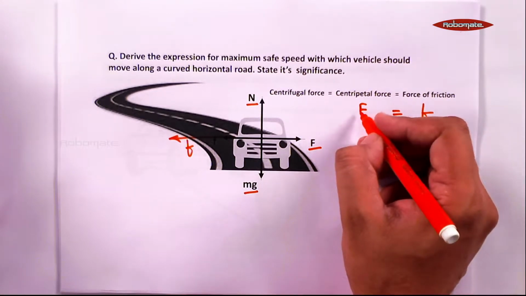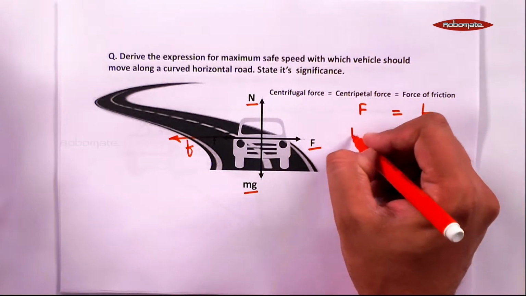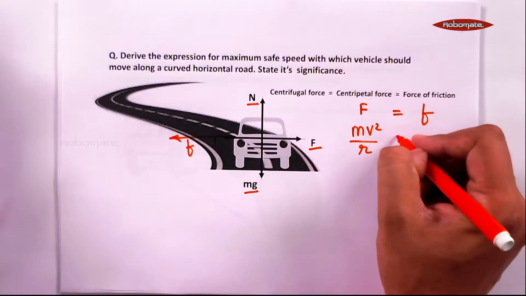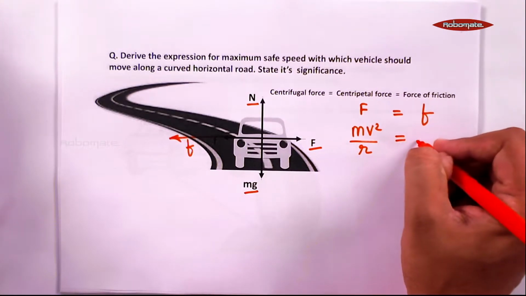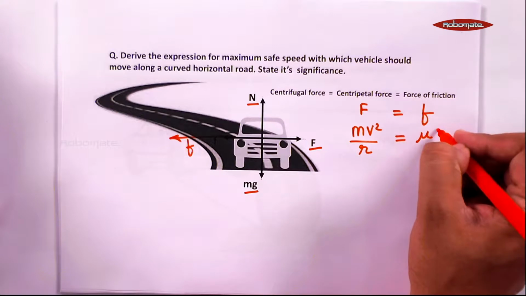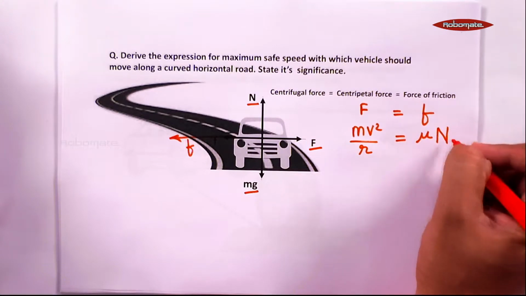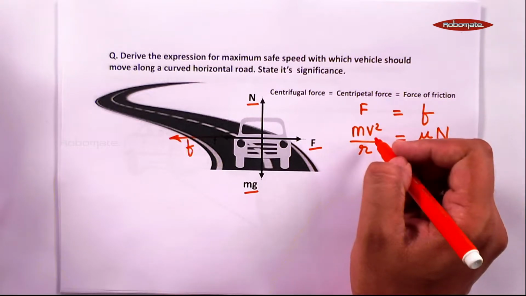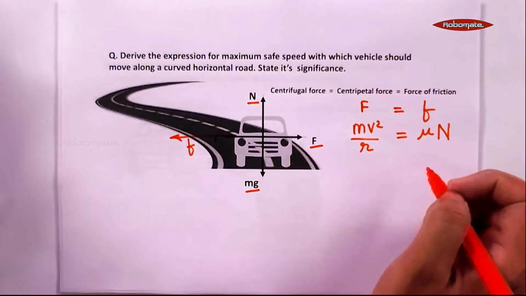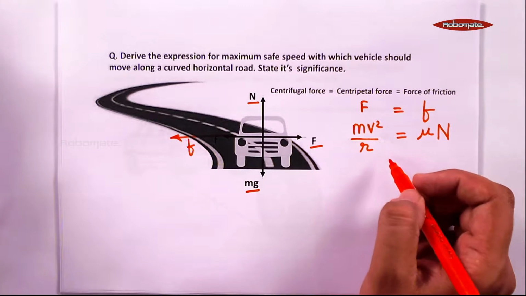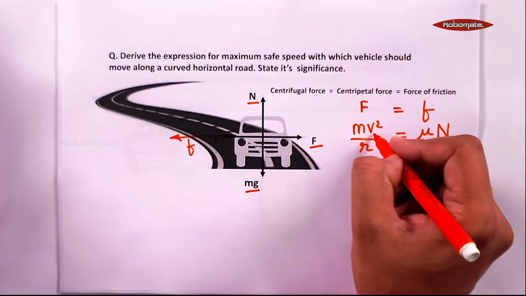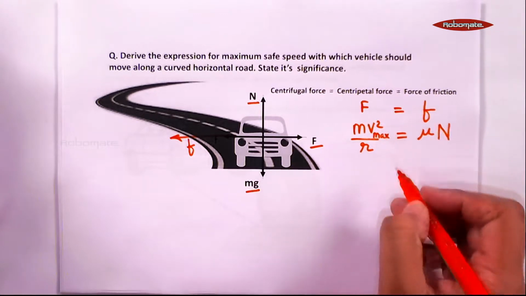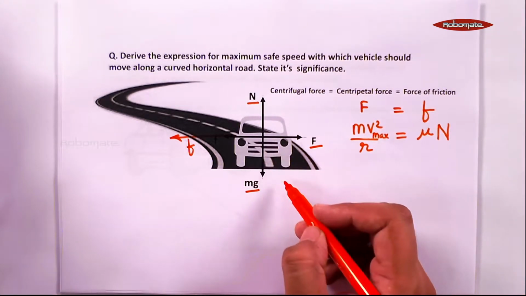Now, this centrifugal force can be written as mv square by r. And the frictional force, by definition, is written as coefficient of friction into normal reaction. Here I am considering the condition of that velocity for which the friction is just balancing the movement. So, this velocity is the maximum velocity. I'll call it V max, the maximum velocity for which the vehicle is still safely moving along the curved path.